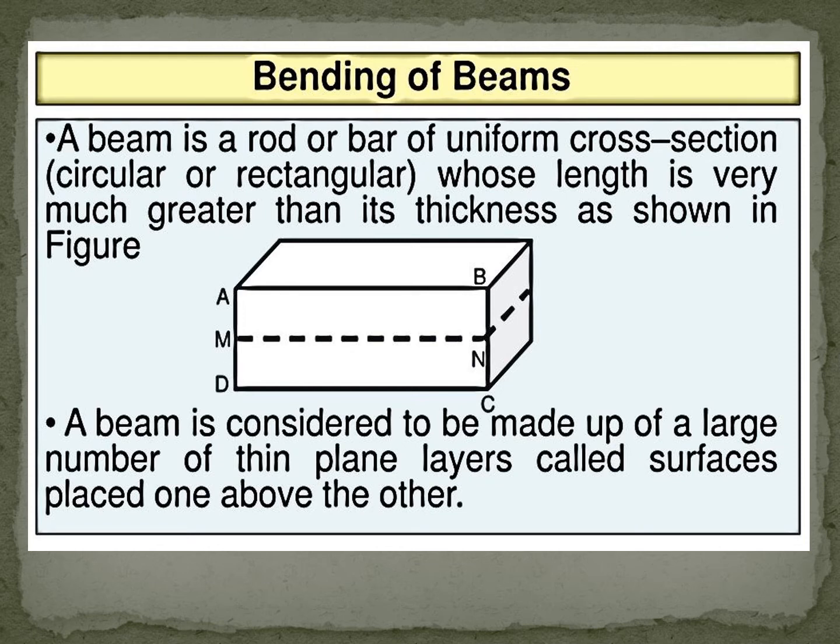Now, let us see first what is a beam. A beam is a rod or bar of uniform cross section, either circular or rectangular in shape, whose length is very much greater than its thickness as shown in the figure. A beam is considered to be made up of a large number of thin plane layers called surfaces placed one above the other.